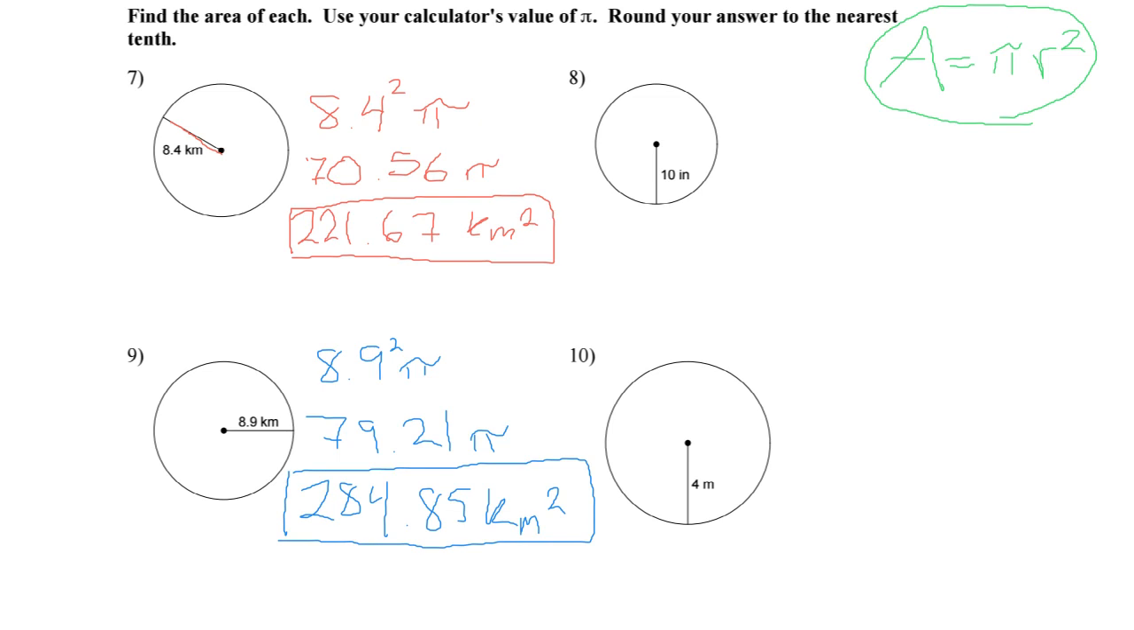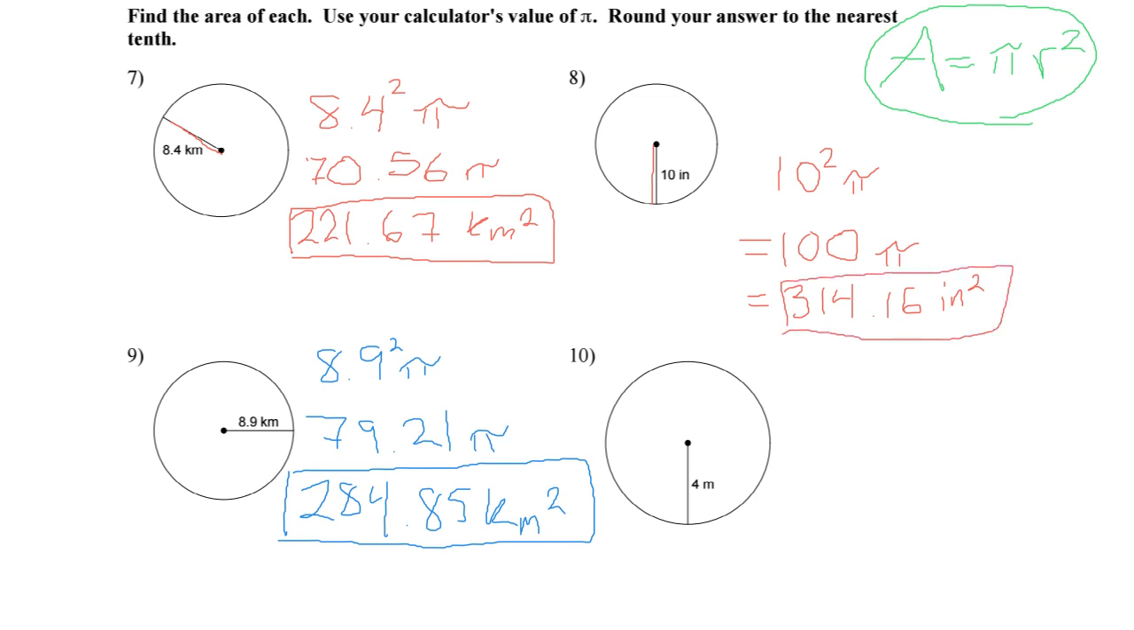Looking at number 8, this one's in inches. And we see a radius of 10 inches. So what we're going to do is set up 10 squared pi. Now that one I can do in my head. That's 100 pi. And if we multiply that out on the calculator, that gives us 314.16 when we round to the nearest hundredth, and that would be inches squared.